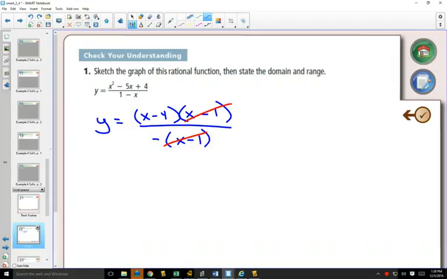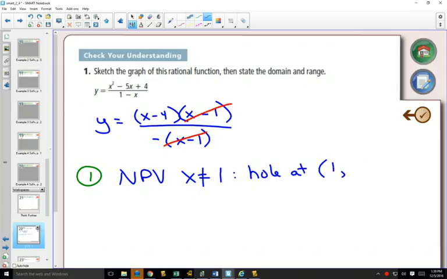What is our non-permissible value? X can't equal 1. Is that a vertical asymptote or a hole? It is a hole. The hole is going to be at 1 comma something. Well, if those things cancel out and I rewrite the equation, what will my new equation be?